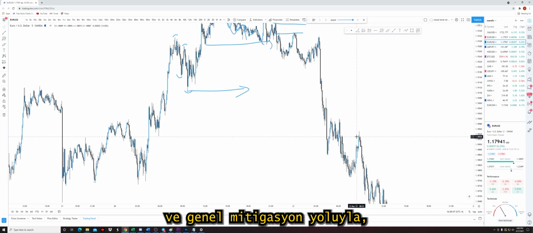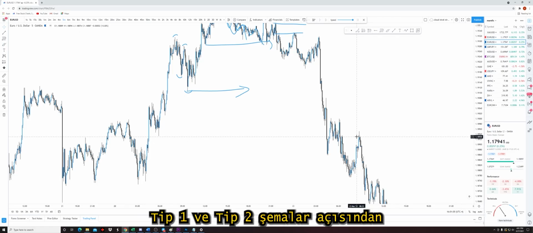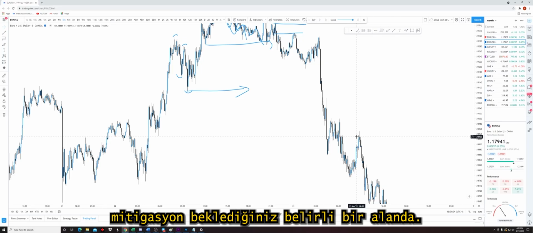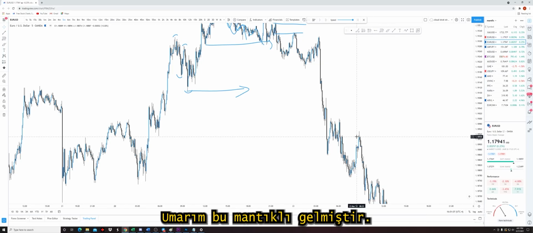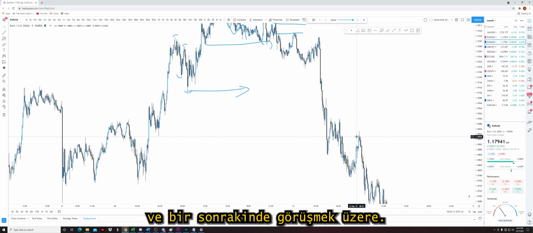So that is why reaccumulation, redistribution, and volume are not a necessity in understanding Wyckoff, because Wyckoff can present itself and it can be read by way of overall mitigation, by way of how price is breaking, how price is liquidating, and how price is moving in terms of the type 1 and type 2 schematics in a certain area where you're expecting mitigation. So hopefully this made sense, guys.